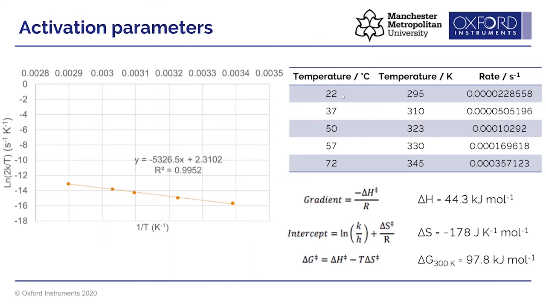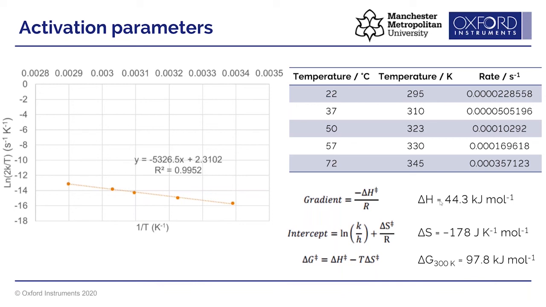I looked at a temperature range that started off at 22 degrees up to 72, so a temperature range of 50 degrees, and I worked out the rates by taking the data from the series of proton NMR spectra and working out the rate associated with them. We can plot the graph shown on the left, with a series of points, and it should adopt a straight line because the Eyring-Polanyi equation is in the format of y equals mx plus c. I was very happy with how well those points fit along the line of best fit.